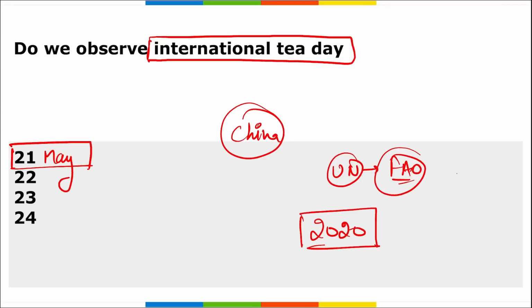If we talk about FAO, where is the headquarter? It is in Rome, Italy. And who is the Director General here? Qu Dongyu.